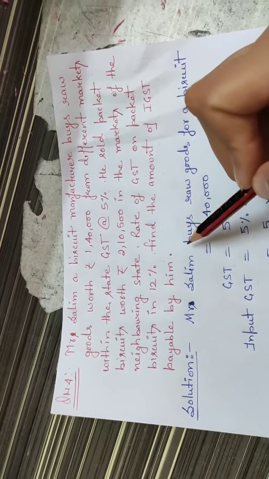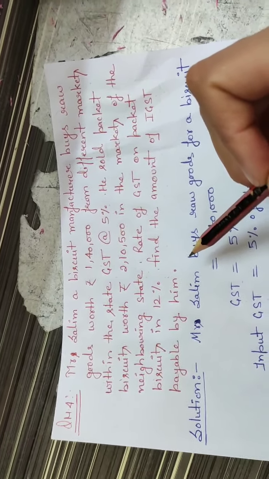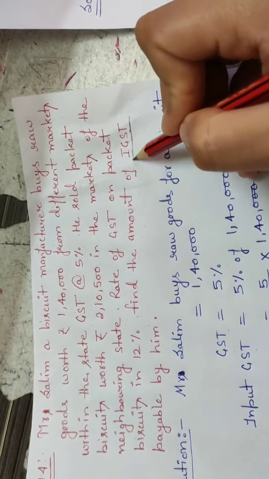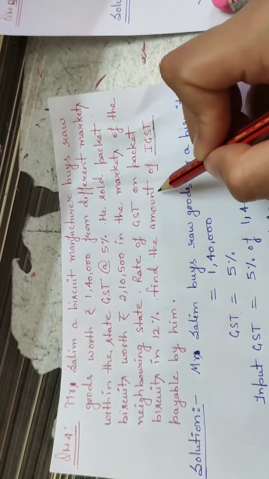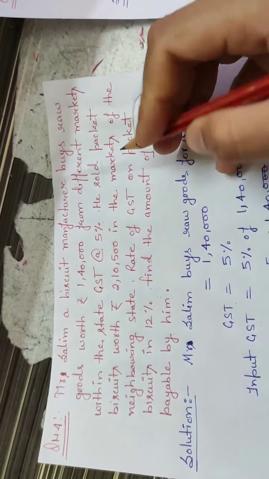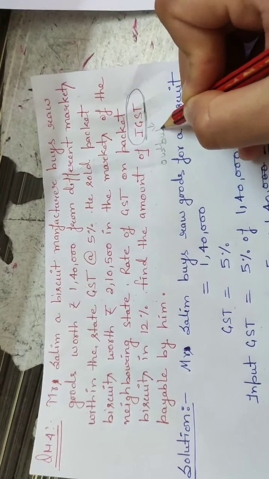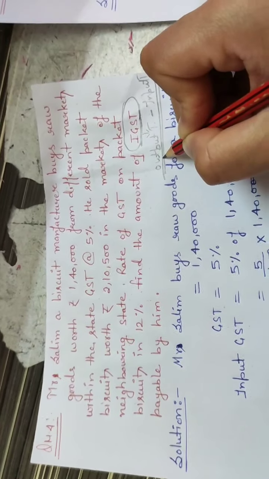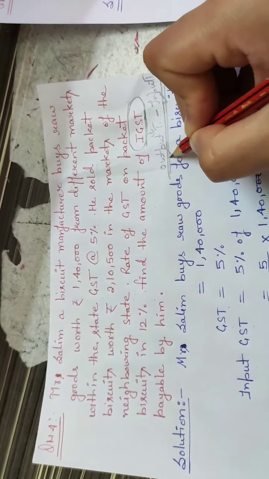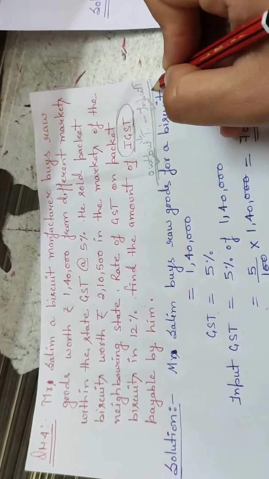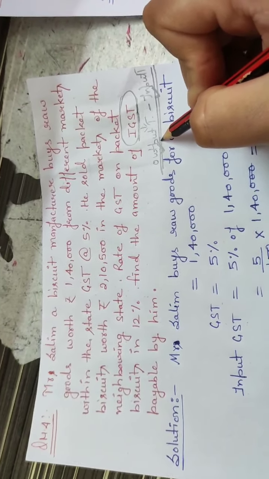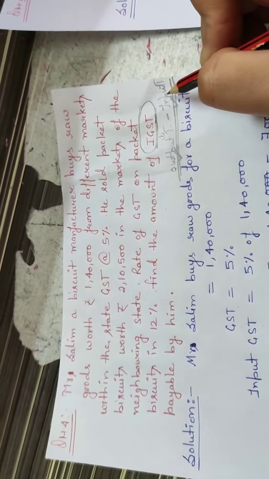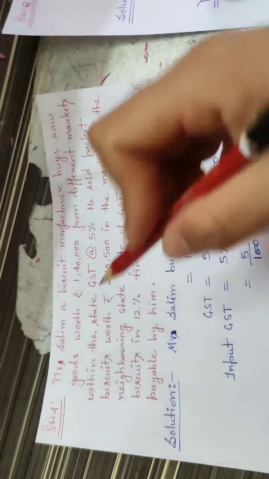Now, in each question, first you will see what parts you have been given and what you have to find out, because in both parts, the relation is there. Okay. Now, find the amount of IGST. It means you have to find IGST, which is output tax minus input tax. Clear? It means you need output as well as input. Output tax is on selling, sale. Input tax is on cost price. Cost price means buy, purchase. Clear?